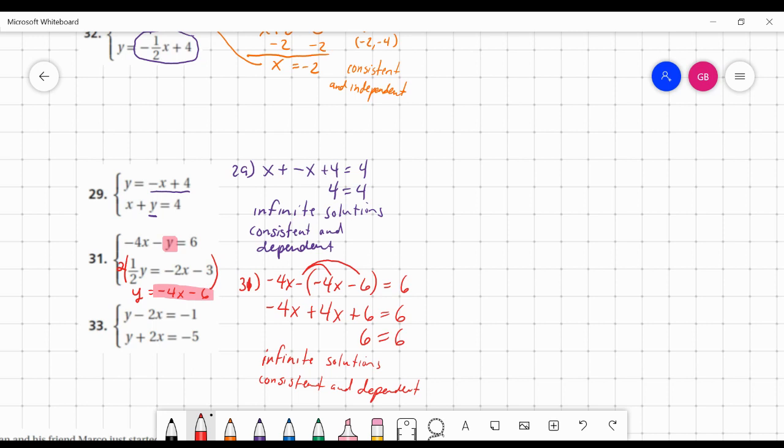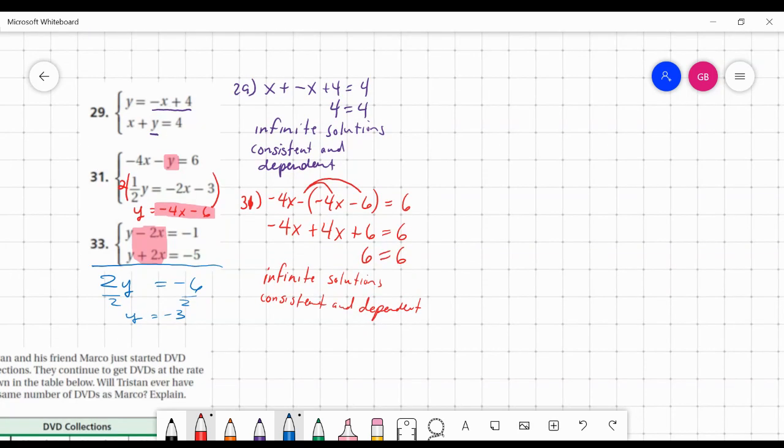And then for 33, where 33 worked out nicely, we could actually solve 33 by elimination. It's already stacked up for us. Look at it. We could just add negative 2x plus 2x. These eliminate. So we're left with 2y is equal to negative 6. And then divide both sides by 2. So y is equal to negative 3.